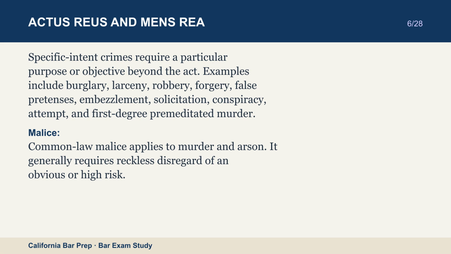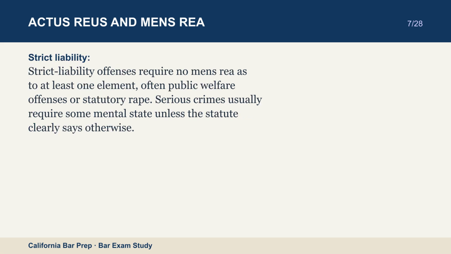Malice. Common law malice applies to murder and arson. It generally requires reckless disregard of an obvious or high risk. Strict liability. Strict liability offenses require no mens rea as to at least one element, often public welfare offenses or statutory rape. Serious crimes usually require some mental state unless the statute clearly says otherwise.